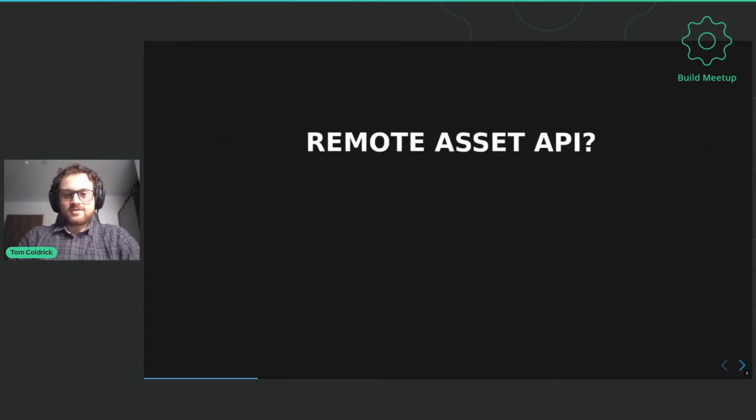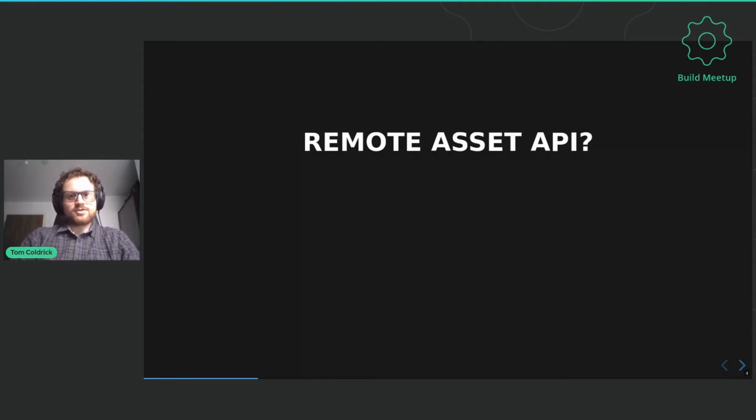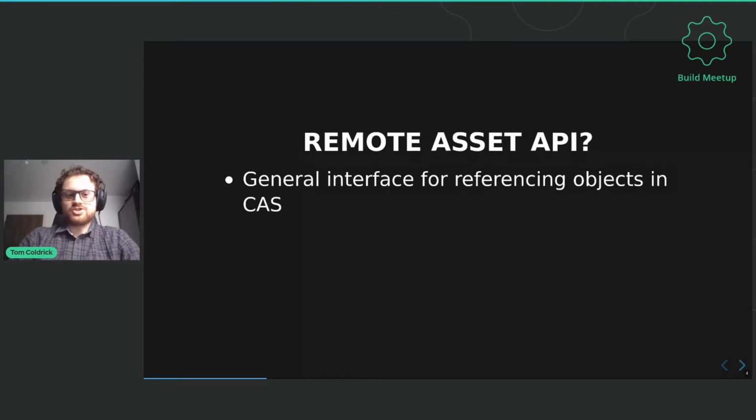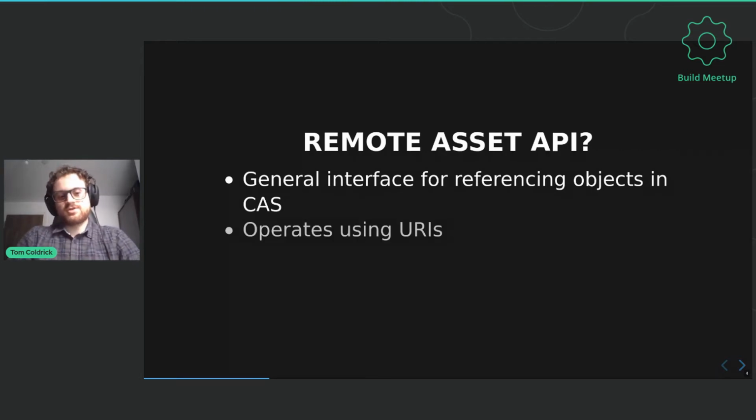So I'm now going to give a really quick overview of the remote asset API, because I don't think it's quite as well known as the remote execution API, as far as I'm aware. So it's essentially a more generic interface for referencing objects in CAS than, say, the action cache, which is kind of like a generalized action cache where you can associate a URI with an object in CAS rather than just an action.